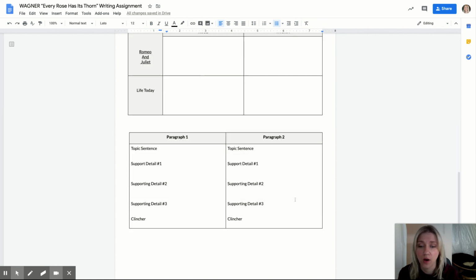Paragraph 1 and 2, here are the actual ways that you can plan out your paragraphs. So what's your topic sentence going to be? Your first detail, supporting detail number 2, supporting detail number 3. Don't forget that you need to have significance, why they matter, why they support your topic sentence. And then never forget about your clincher in your paragraph. Close it up, so like a mini conclusion. So again, the planning is required.